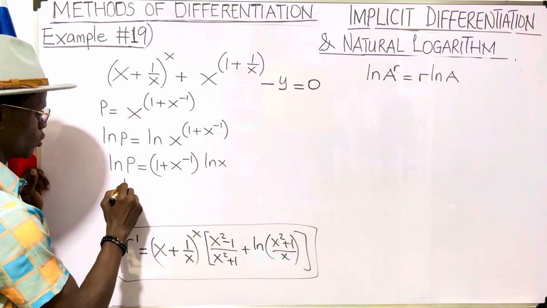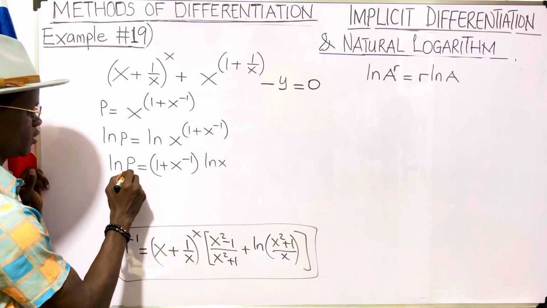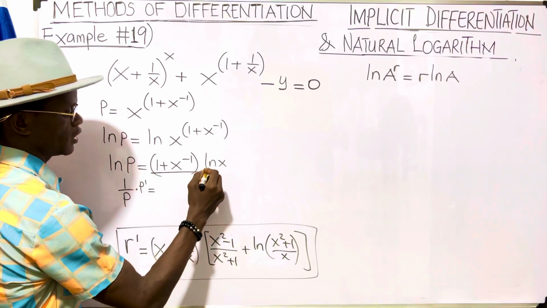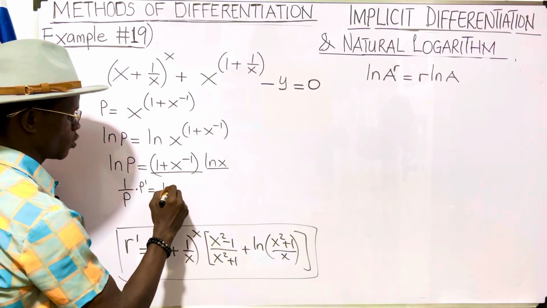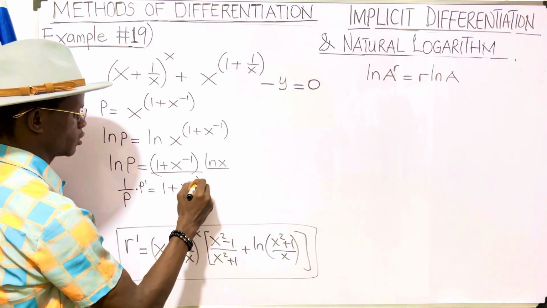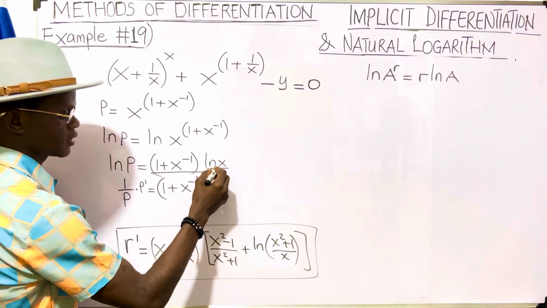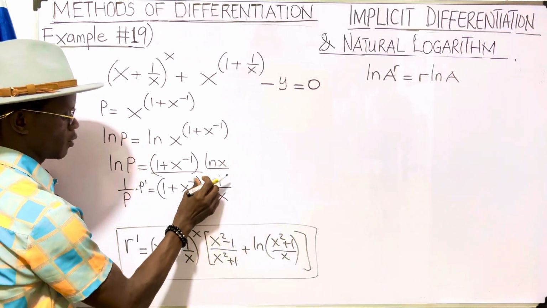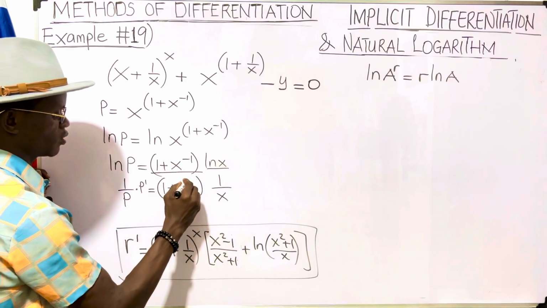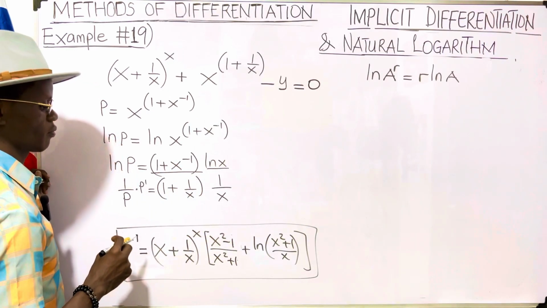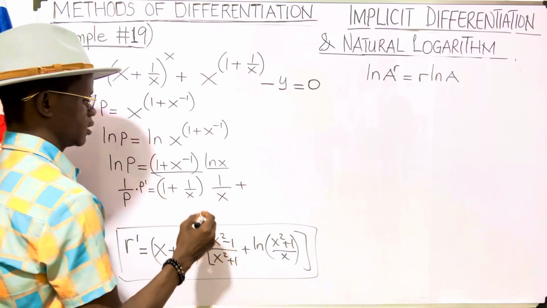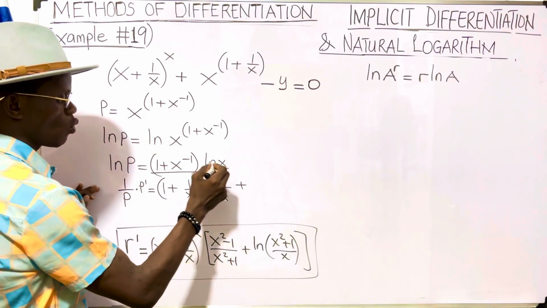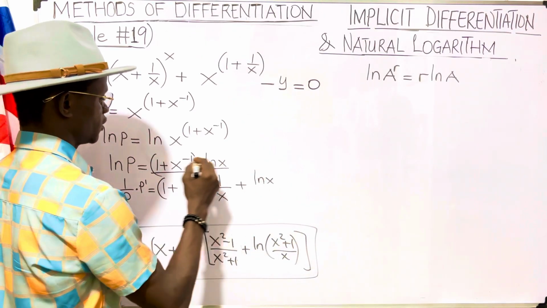Now we find the derivative. So this is 1 over p times the derivative of p, which is just p prime. So we hold this factor and differentiate this one. So it's 1 plus x raised to the power minus 1 times the derivative of ln of x, which is just 1 all over x. Or we can just rewrite this x raised to the power minus 1 as 1 over x. Plus, now we held this one first and we differentiated this. So let's now hold ln of x and differentiate this one.